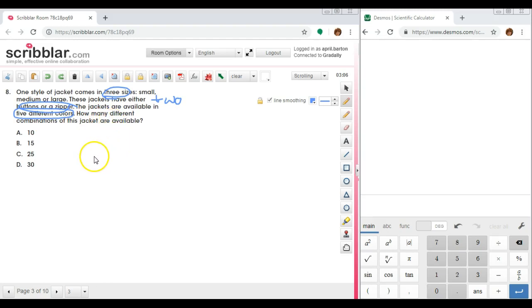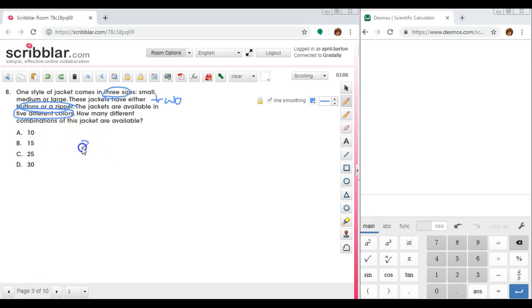So to figure out all the combinations, when they say the combinations, they're saying you could pick a small jacket with buttons and maybe it's red. Let's say one of the colors is red. But you could pick a small jacket with a zipper that's red. So it's saying all the different combinations you could do with those options.